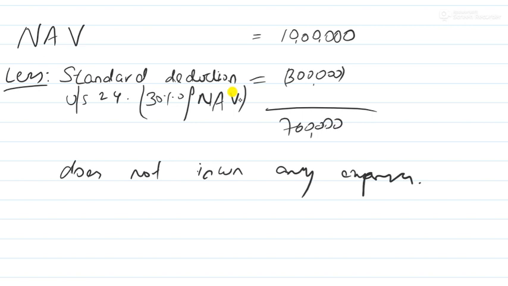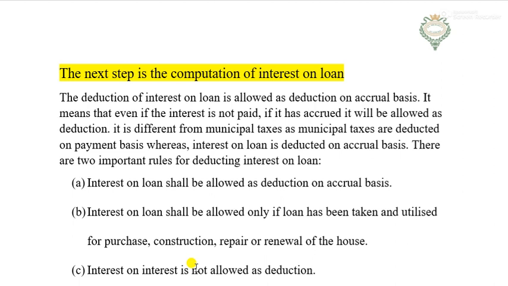Even if you don't incur any expenses throughout the year, you will get a 30% deduction from the government. Okay, so even if the assessee had not spent these amounts on repair or maintenance, he would have gotten the standard deduction of 3 lakhs in the given problem. If you have any query, please email me at the email ID I have given you.